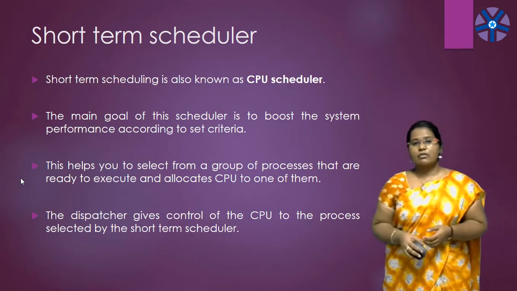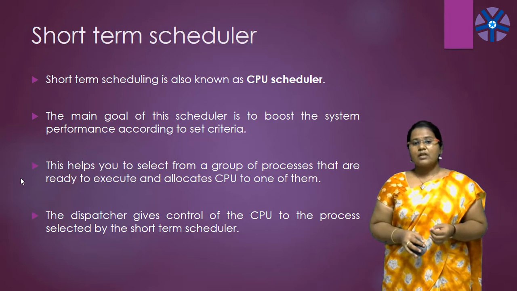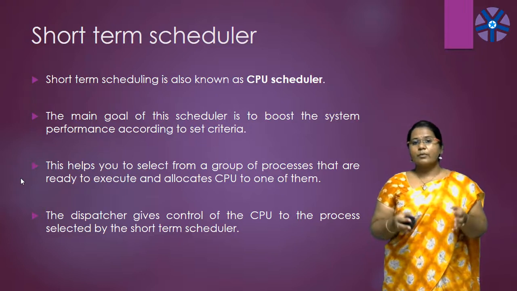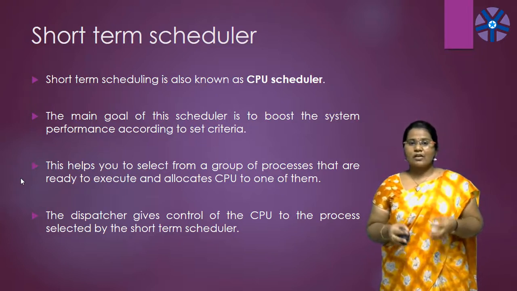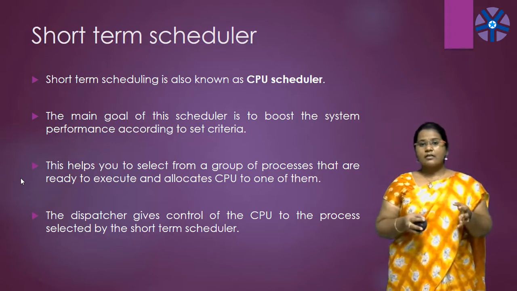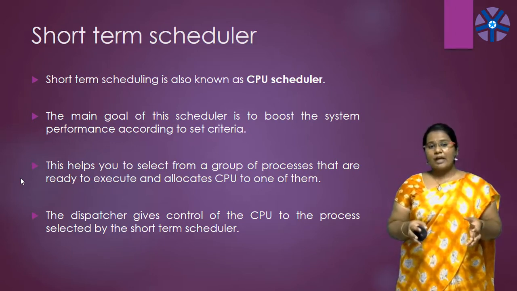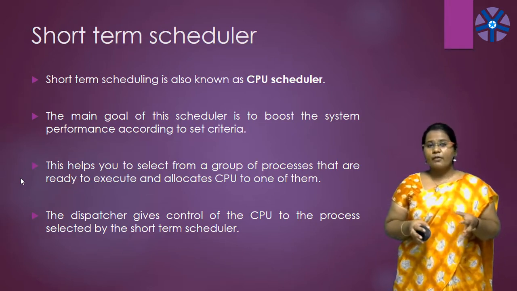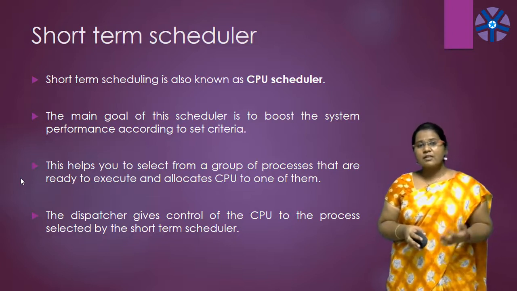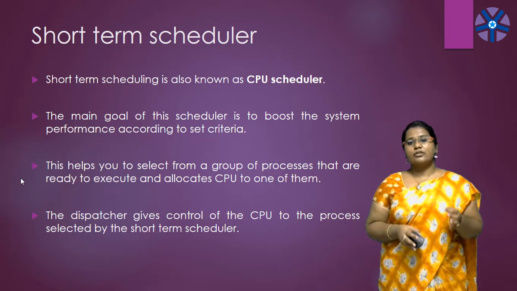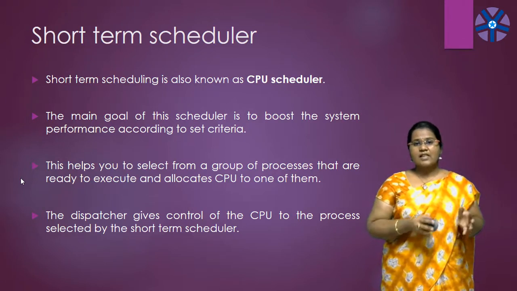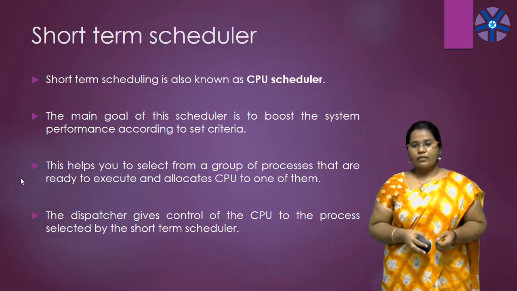Then comes the short-term scheduler. The short-term scheduler is also known as the CPU scheduler. This CPU scheduler will execute whenever the program comes out for an IO request or an interrupt. In the case of a multi-programming environment, this short-term scheduler will be executed. It helps select, from a group of available processes, the processes that are ready for execution. And the dispatcher is a program which sends the selected process to the CPU for execution.